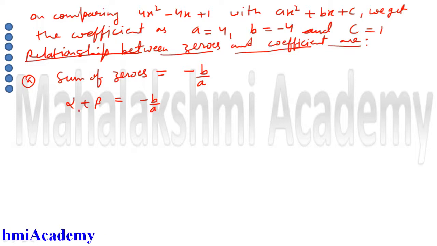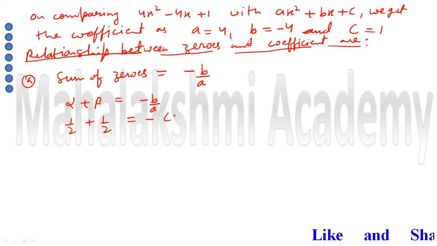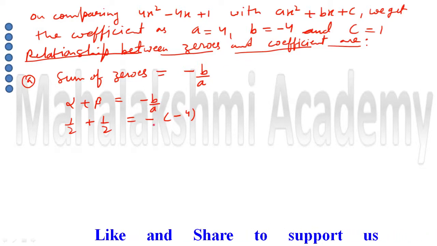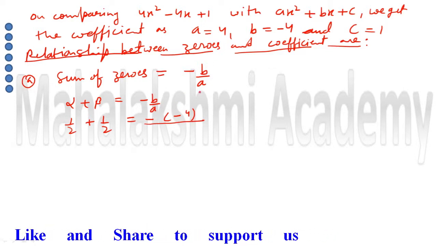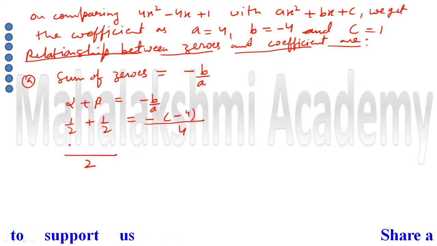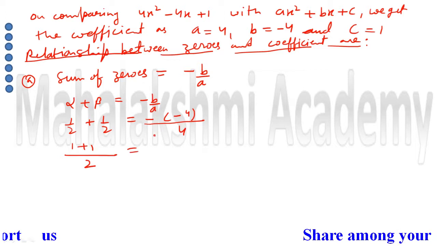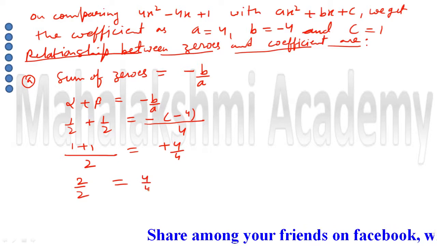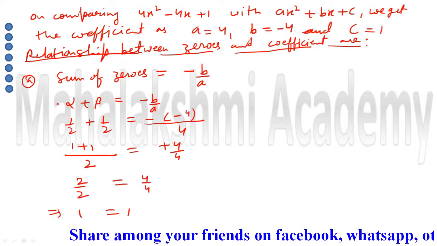So what are alpha and beta? We got in the previous step alpha half, and beta also half. Now minus b. So what is b? Minus 4. So first this minus sign is written down because of the formula, and b also has its own minus 4. Is it clear to you that this minus is because of the formula, and b's value is also minus 4. Then divided by a. A is 4. Now we will solve this. We will take the LCM. So we will get 1 plus 1, and here we have plus 4 upon 4. So this is going to be 2 upon 2, and here 4 upon 4. That implies 1 is equal to 1. So the first relationship is clear.